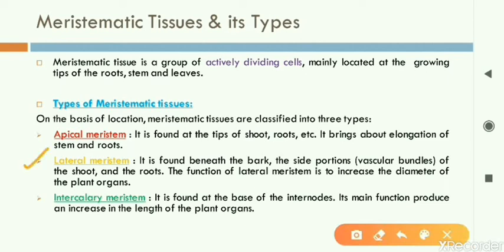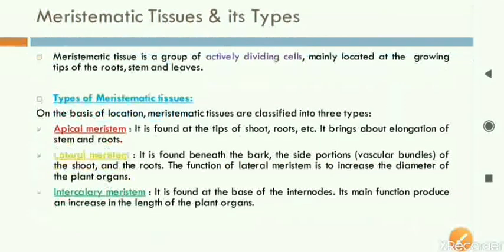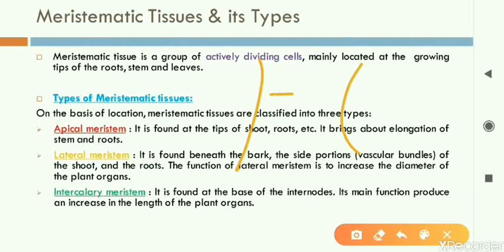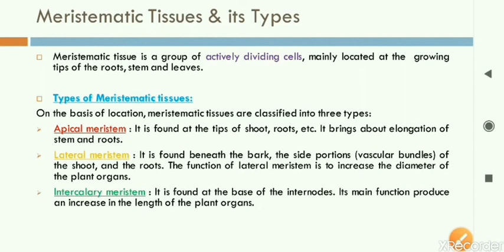Next one is lateral meristem. Where is the lateral meristem found? Beneath the bark and the side portion of the stem and the roots. What is its function? To increase the diameter. If this is a plant and its diameter is increasing, the plant will become broader and broader. The width of the plant will increase.